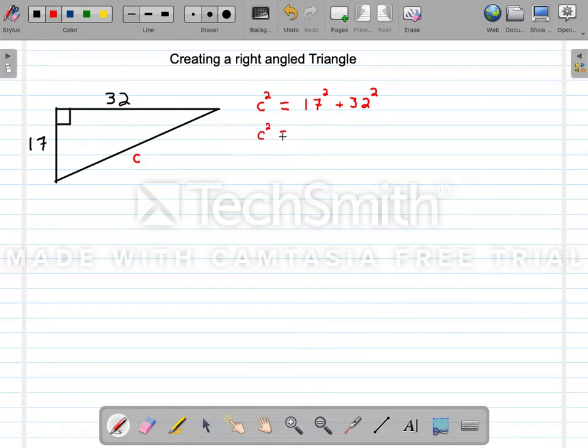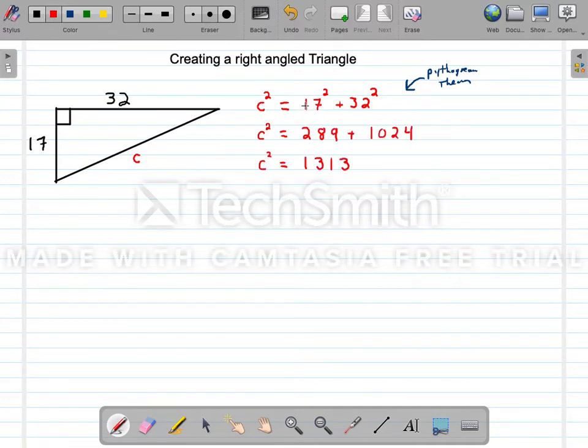So in your calculator, you're going to grab 17, you're going to square it, you're going to do 32, and you're going to square it. Here we're using Pythagoras' theorem. This is the Pythagorean theorem. Okay, we've used the Pythagorean theorem. We're calculating what C squared is.